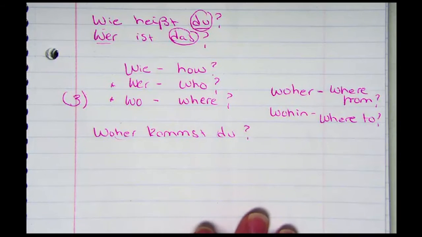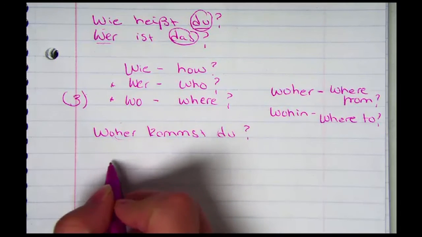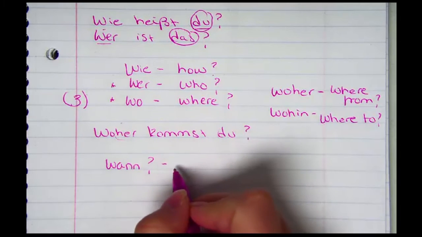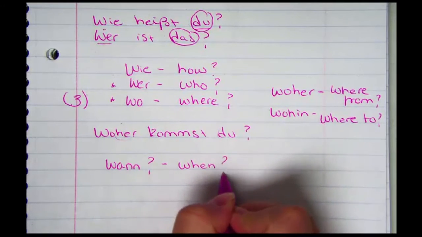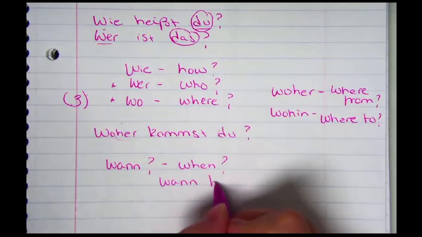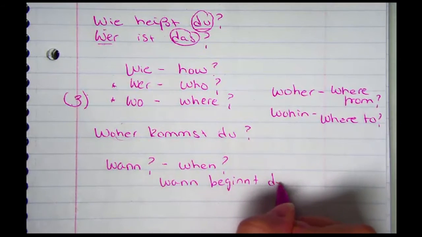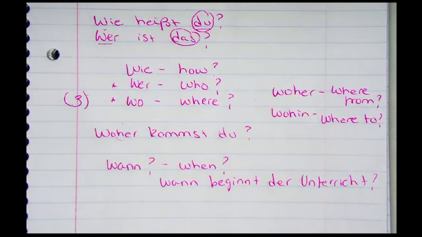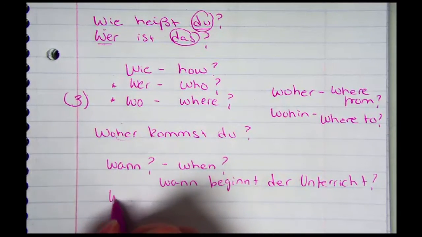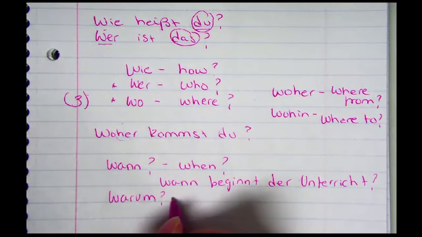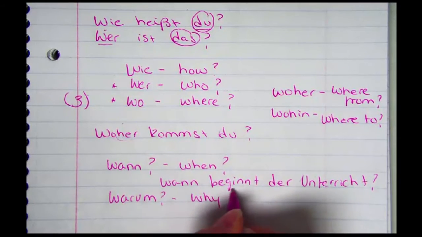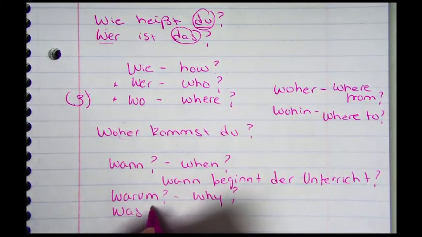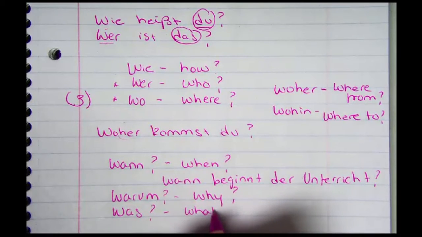The other question words that you need to know are going to be wann. An example of that would be wann fängt der Unterricht an? So when. Wann beginnt der Unterricht? When does class start? Warum? Please repeat. Warum? And that's why. We have was. And that one is what.